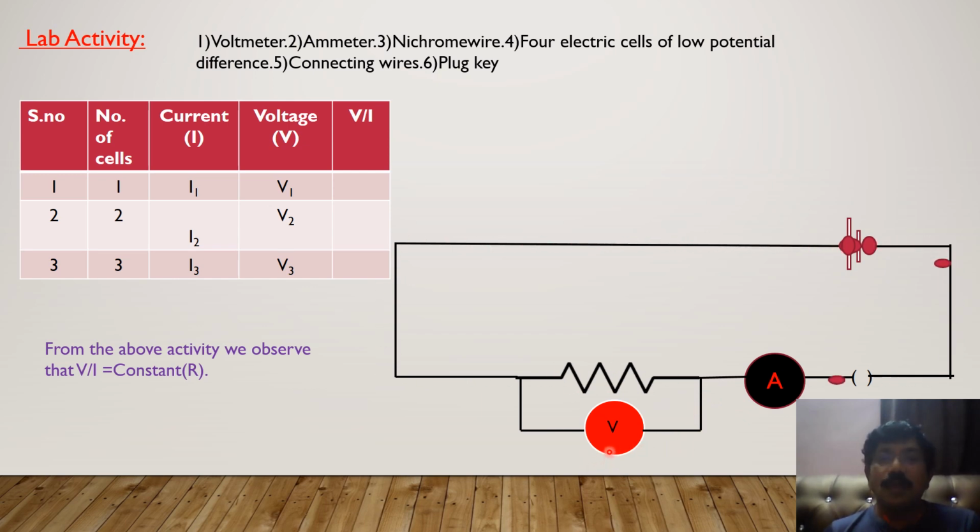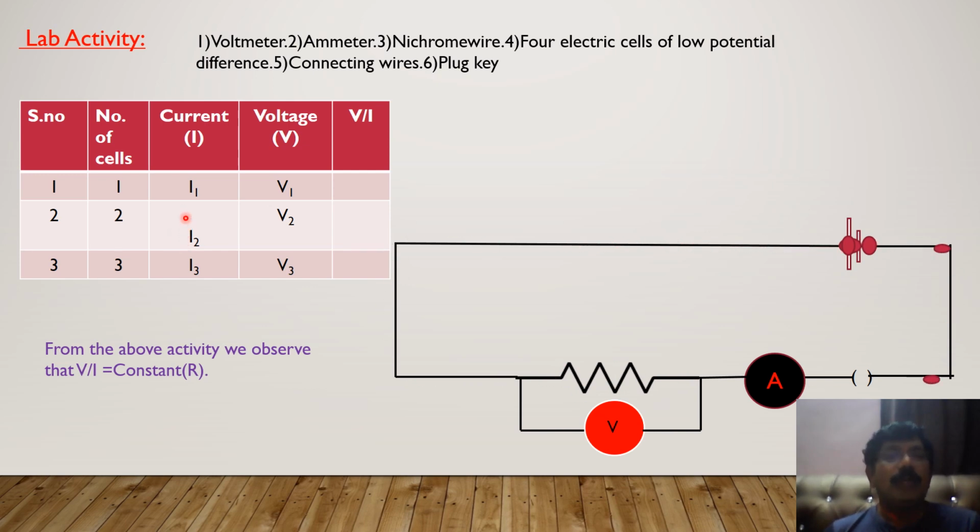So the voltmeter measures the potential difference across the nichrome wire, and the ammeter always measures the current flowing through the nichrome wire. Okay, so you observe this one. In the beginning, I connected only one cell. I measured the current flowing with the help of the ammeter and the potential difference with the help of the voltmeter. I go on increasing the number of cells, and I recorded my observations in the ammeter and the voltmeter.